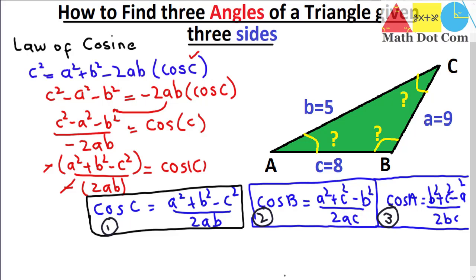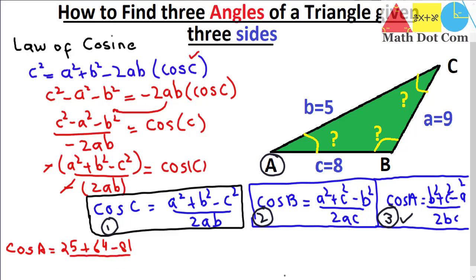First of all, we will find this angle A. For finding the angle A, we will use this formula. So I'll write here cos of A equals b square. Now what is b? B is 5. So 5 square is 25 plus c square. What is c? C is 8. 8 square is 64 minus a square. A is 9. So 9 square is 81 divided by 2bc.